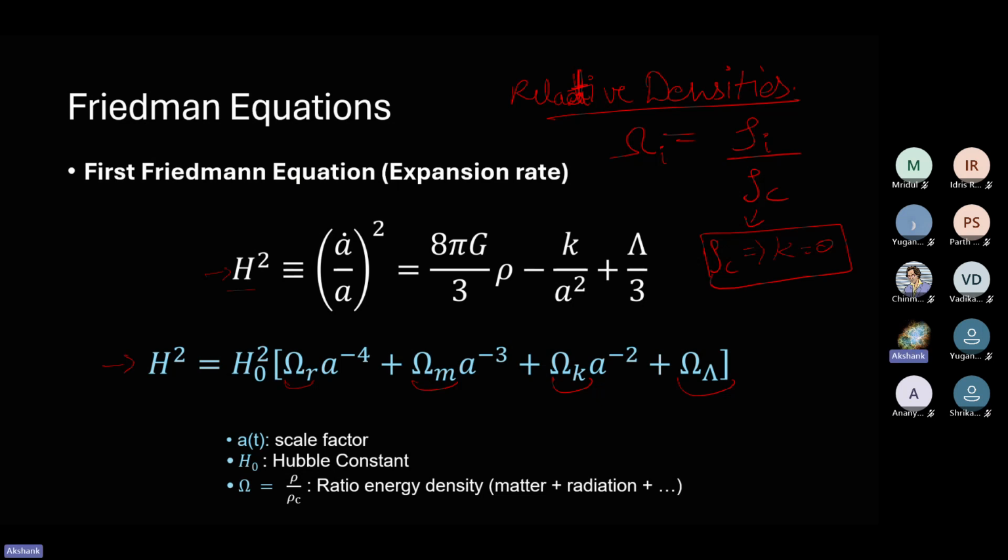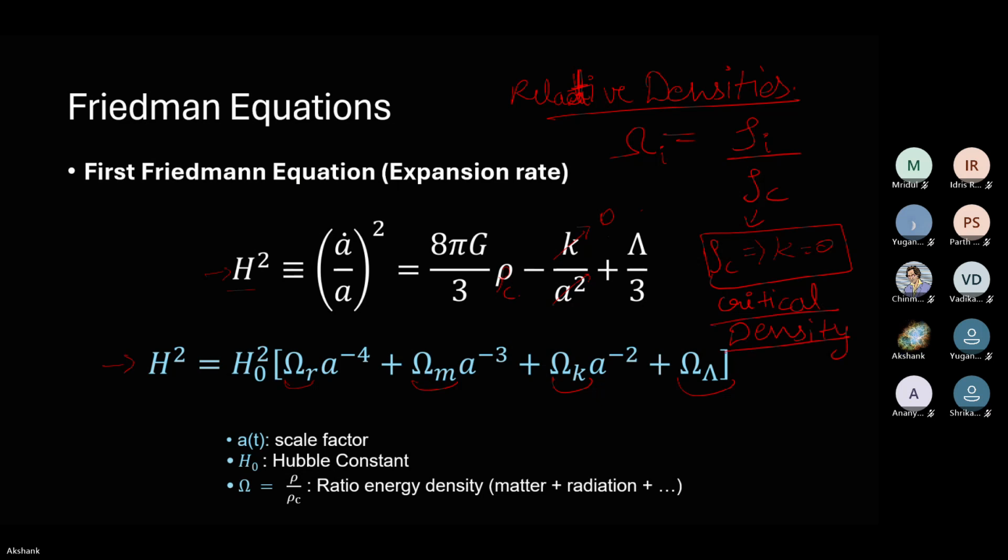Okay. So if I put k equals 0 here at present time, a will be 1 and this will be H naught. Lambda also is a constant. So that gives you the value of this rho c. Okay, this is called the critical density. And this is the amount of energy density required such that the universe is flat.